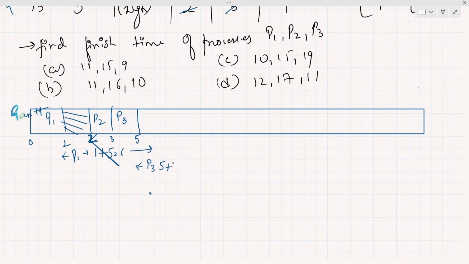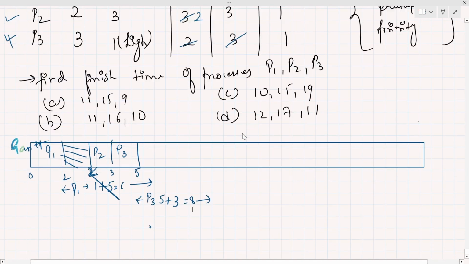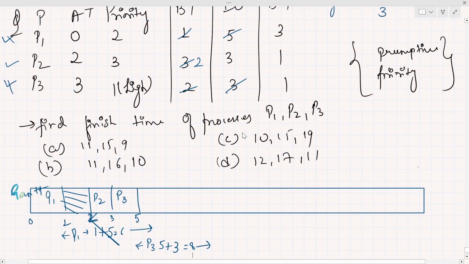So 5 plus 3 is equal to 8. So at 8, P3 again comes into the ready queue. After that, we have only one process left, which is P2. So P2 will get the CPU till 6, because at 6, the burst time left is 1. Why till 6? Because at 6, the P1 process again comes into the ready queue.